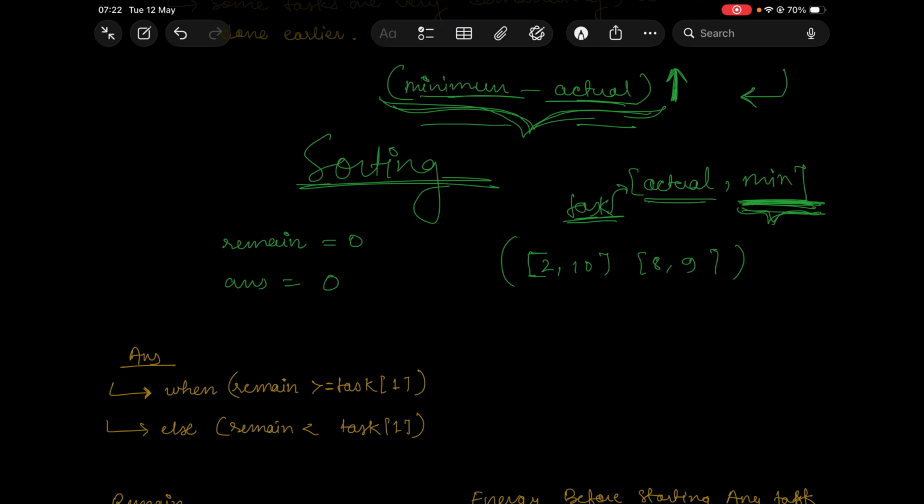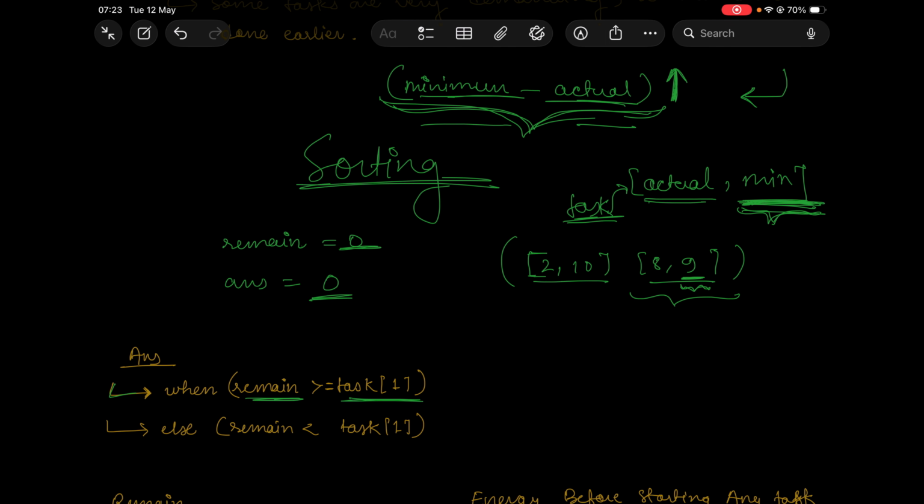Now in this example, let's say remaining was initially 0 and answer was also 0. So what do we actually add into our answer? Let's say the remaining energy that we have, after calculating whatever we did before, is greater than this value. If that is already greater, it means I already have the energy to start with, greater than the minimum required for the next one, so I don't need to add anything into the answer. Whatever is remaining with me, I will just use it. So this is our first case, when the remaining energy that we have is greater than the minimum energy required for the next task that we are going to calculate.